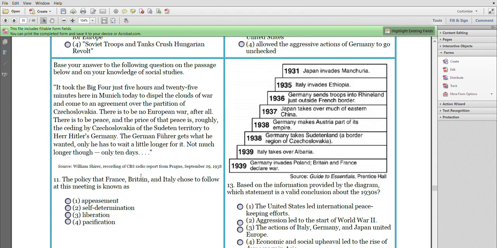The policy that France, Britain, and Italy chose to follow at this meeting is known as appeasement, self-determination, liberation, or pacification.